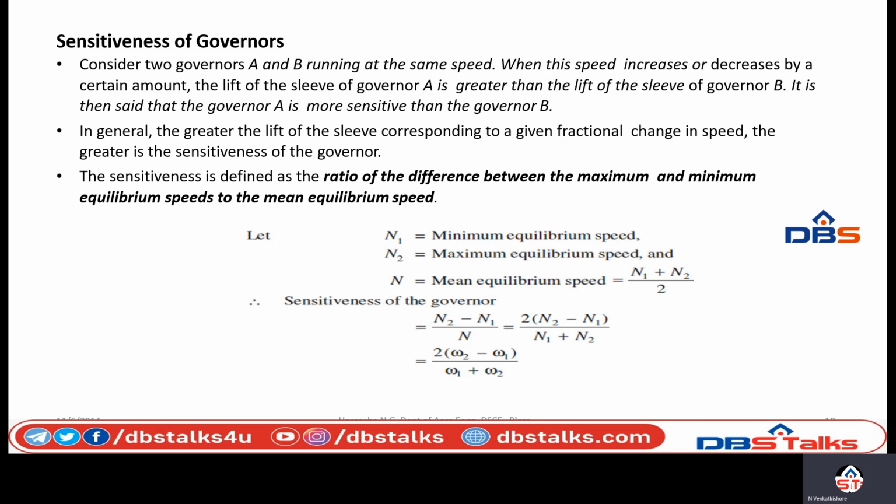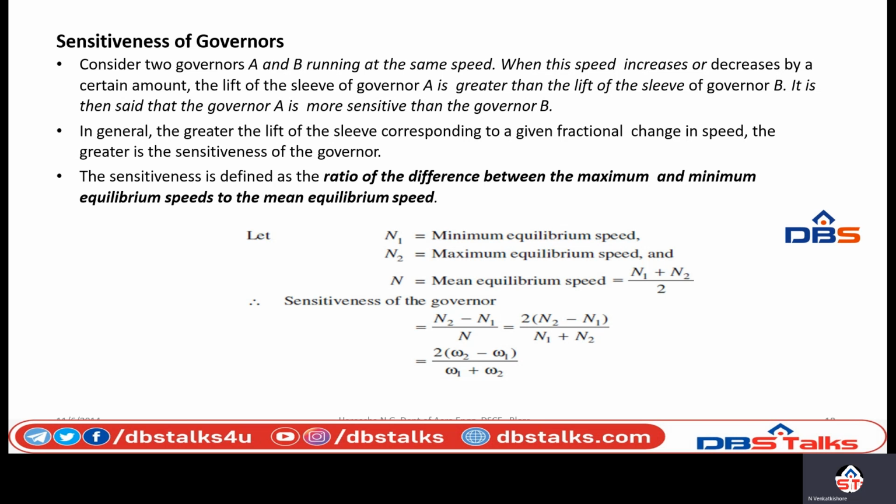In general, the greater the lift of the sleeve corresponding to a given fractional change in the speed, the greater is the sensitiveness of the governor. The sensitiveness is defined as the ratio of the difference between the maximum and minimum equilibrium speeds to the mean equilibrium speed. Let N1 be the minimum equilibrium speed and N2 the maximum equilibrium speed. So the mean speed is N1 plus N2 by 2.